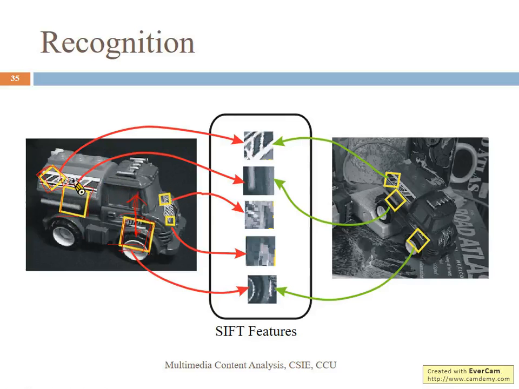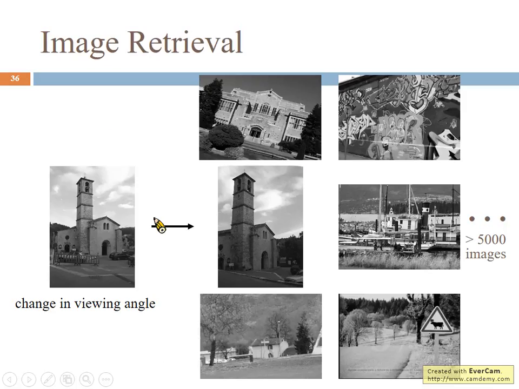So in this example, we can extract many SIFT features. We can also extract many SIFT features from the other image, and then we may find that this feature matches with this feature, this feature matches with this feature, this feature matches with this feature. And if we can find many feature matches between two images, we may say that in this image there is an object similar or the same as this object. So this is why we can do object recognition.